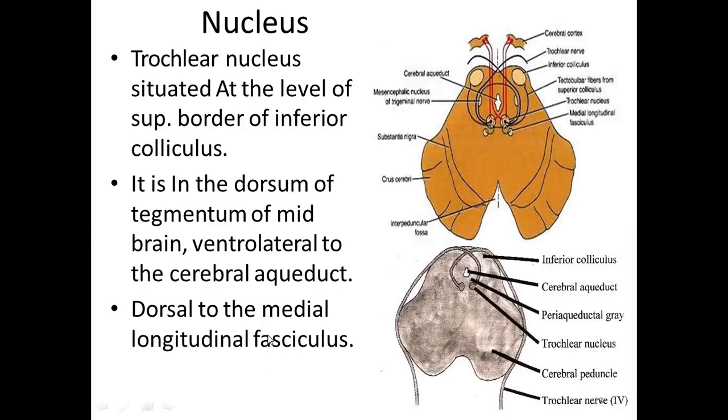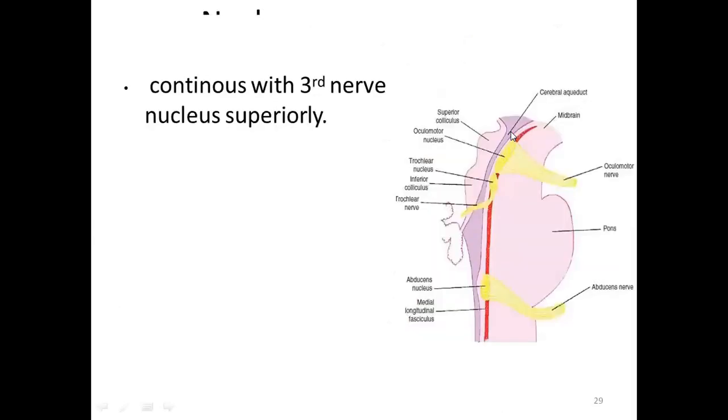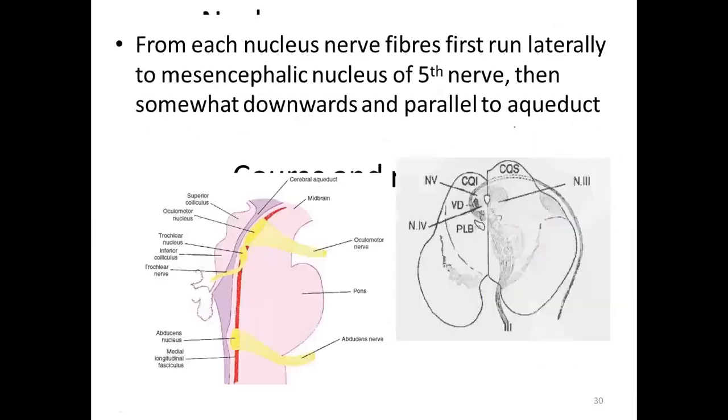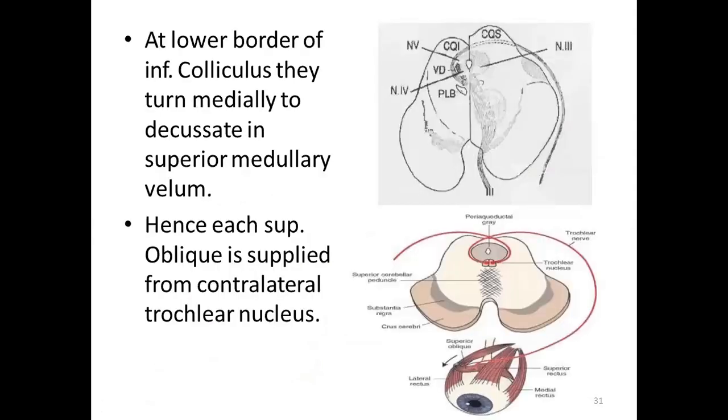It is located dorsal to the medial longitudinal fasciculus. This is the medial longitudinal fasciculus. It continues with the third nucleus superiorly, and from each nucleus the fibers first run laterally to the mesencephalic nucleus of the fifth cranial nerve, then somewhat downwards and parallel to the aqueduct. Then at the lower border of the inferior colliculus they turn medially to decussate in the superior medullary velum, and hence each superior oblique is supplied from the contralateral trochlear nucleus. Remember this: each superior oblique is supplied from the contralateral trochlear nucleus.